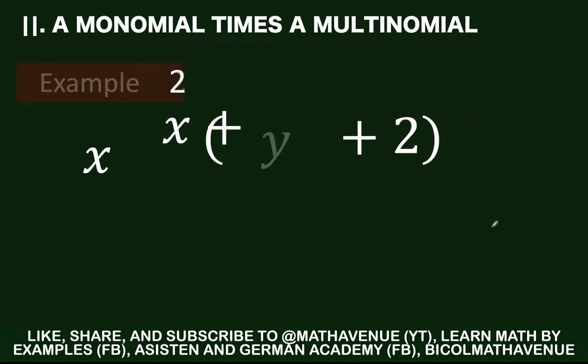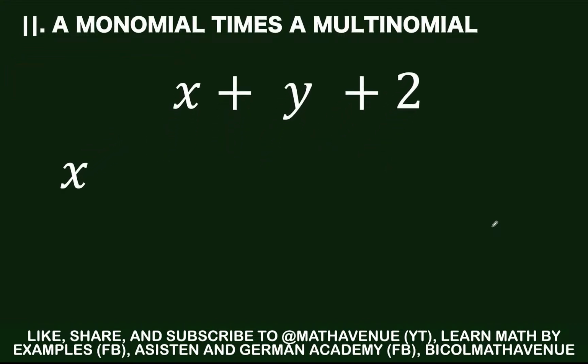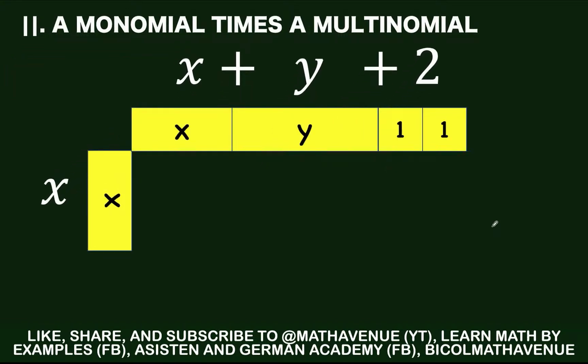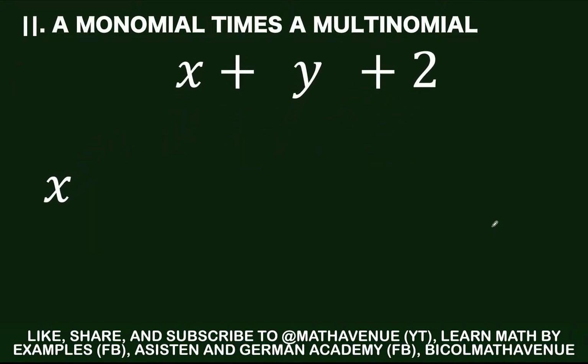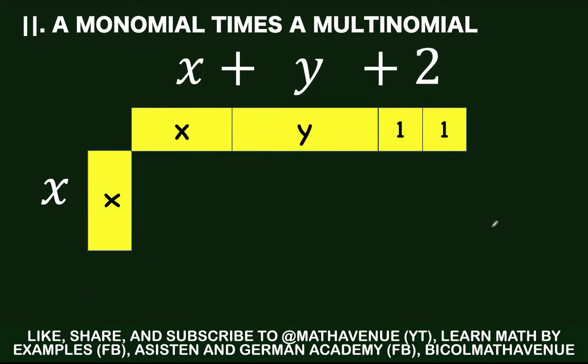Now let's have another example. x times the quantity x plus y plus 2. Again, we can visualize it like this. The length is x plus y plus 2 and the width is x. Again, we can use manipulatives to visualize them like this. The width is x and the length is x plus y plus 2. Then we form this rectangle.